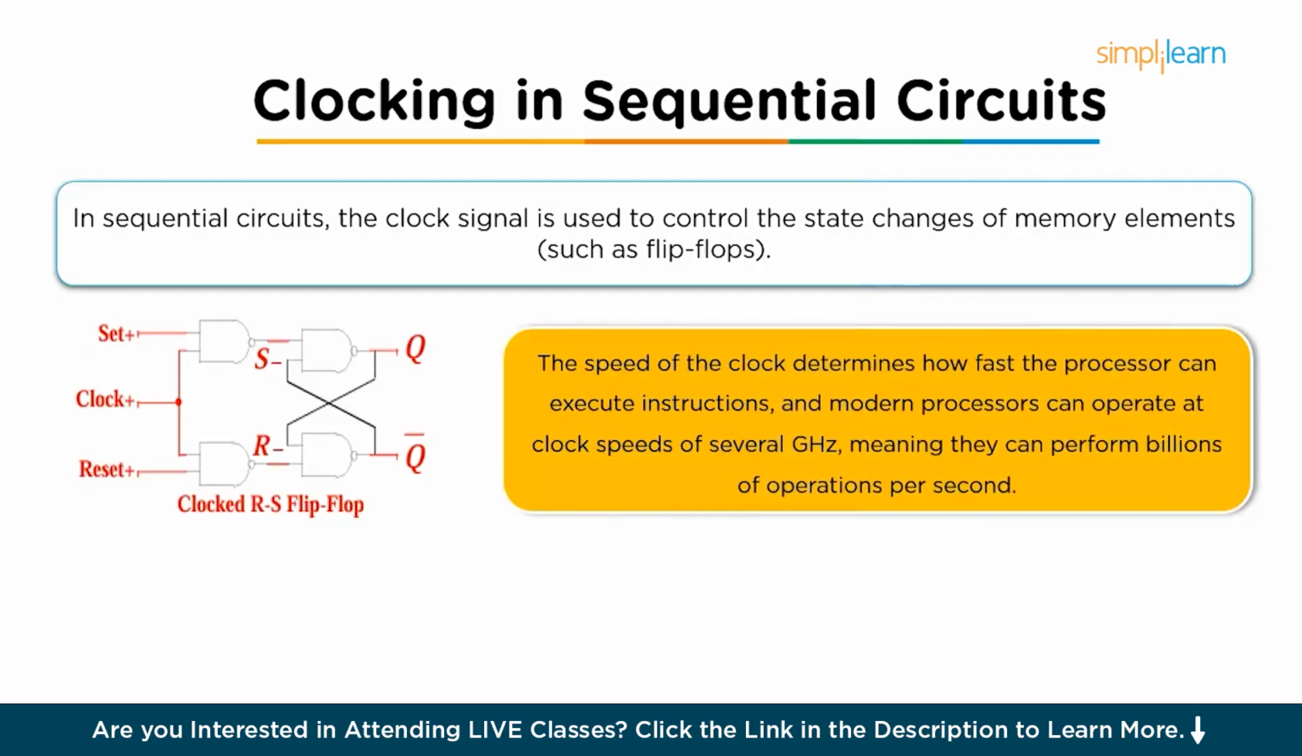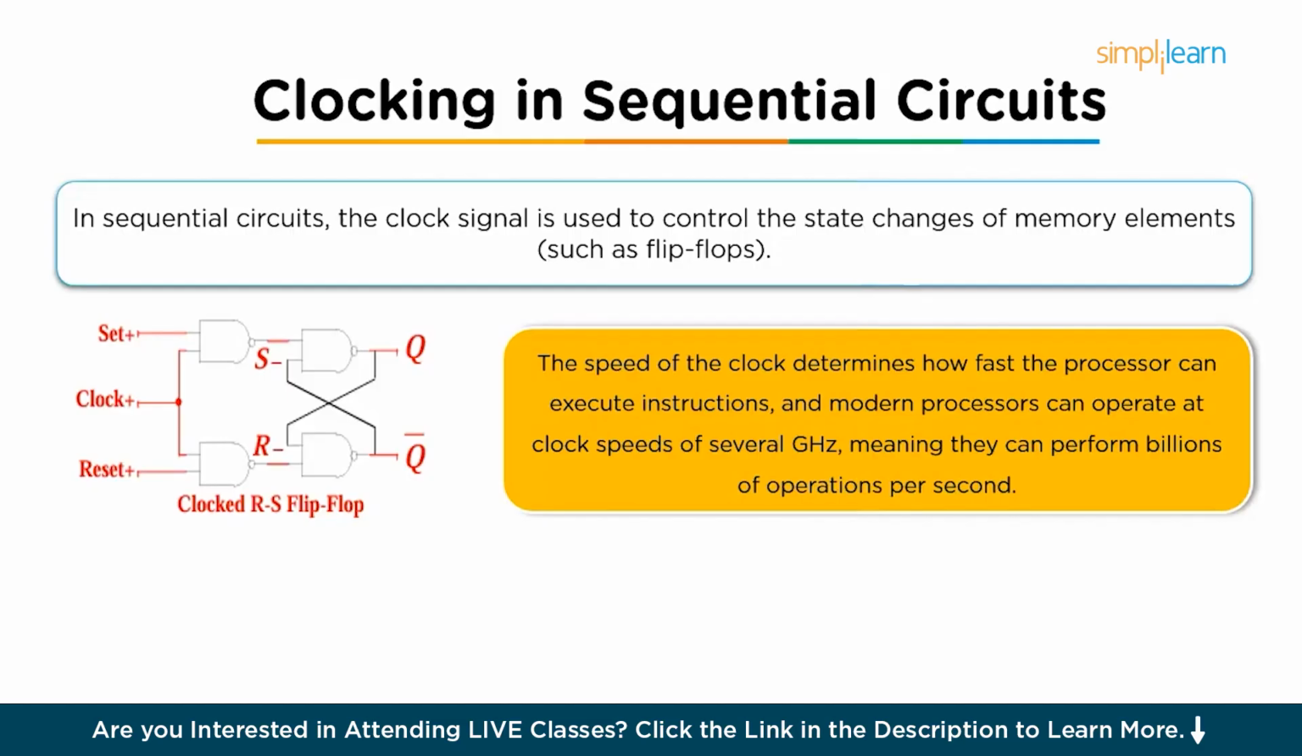For example, in a processor, the clock coordinates the fetching of instructions, the execution of arithmetic operations, and the storage of results. The speed of the clock determines how fast the processor can execute instructions, and modern processors can operate at clock speeds of several gigahertz, meaning they can perform billions of operations per second.